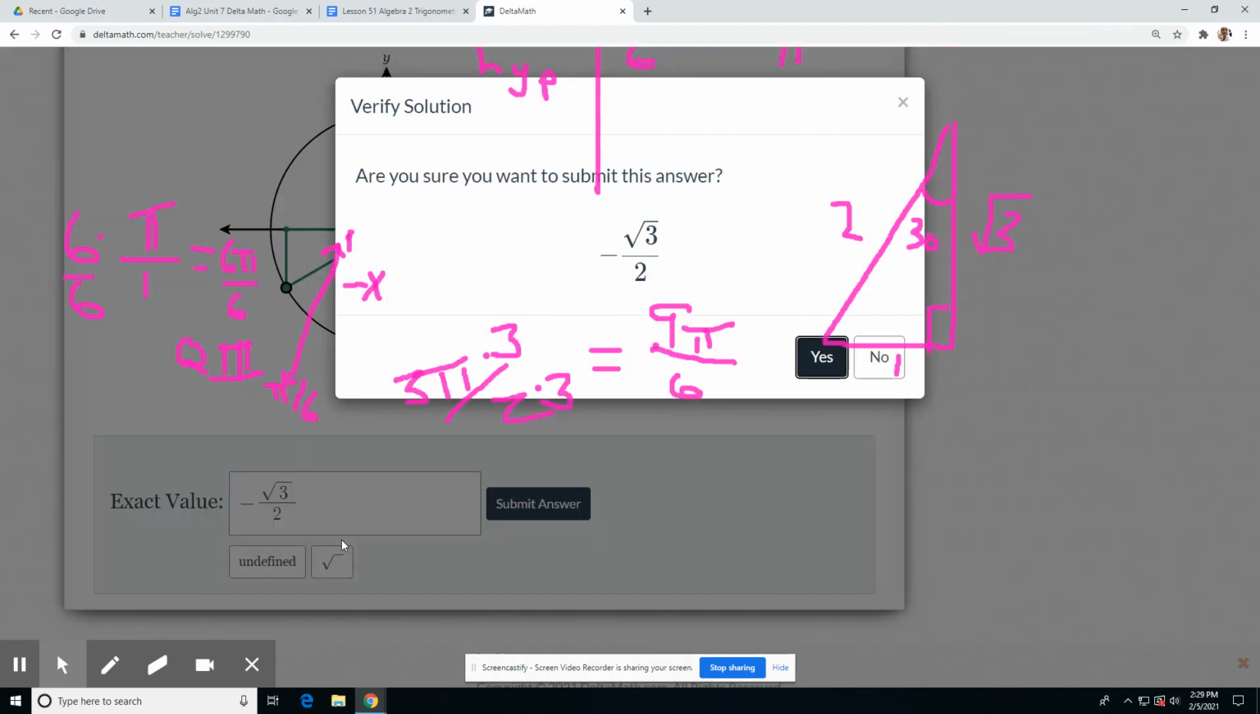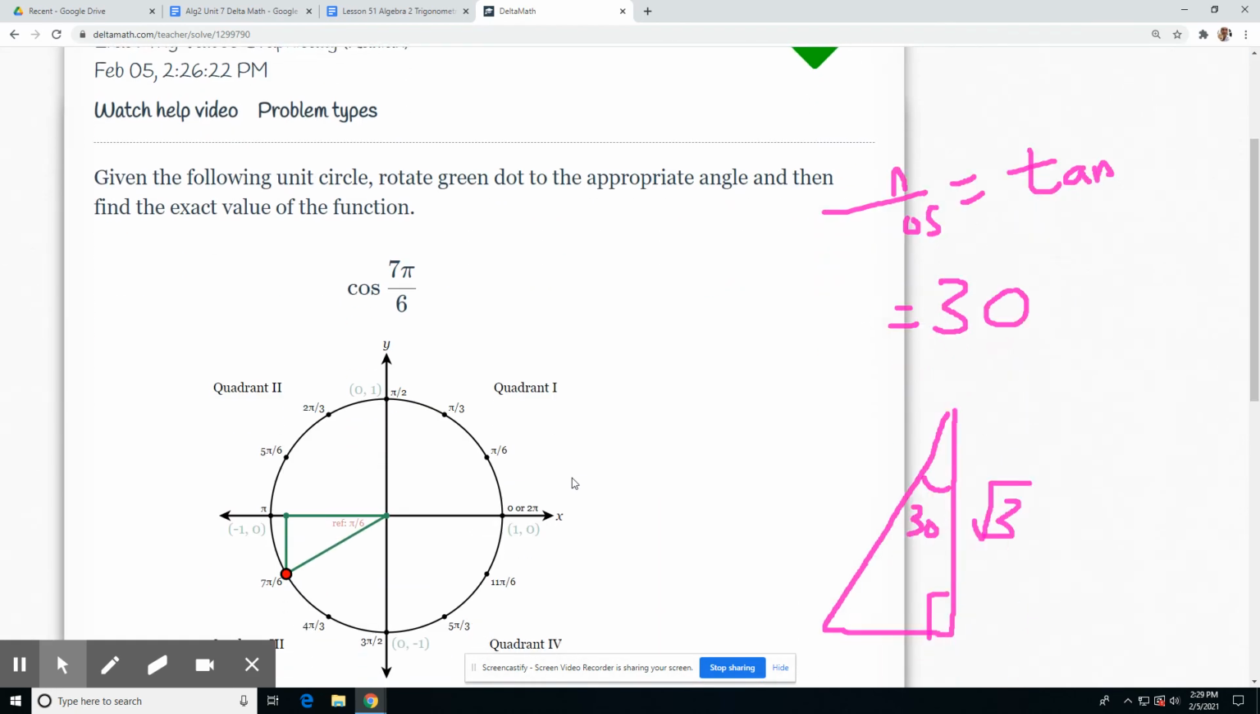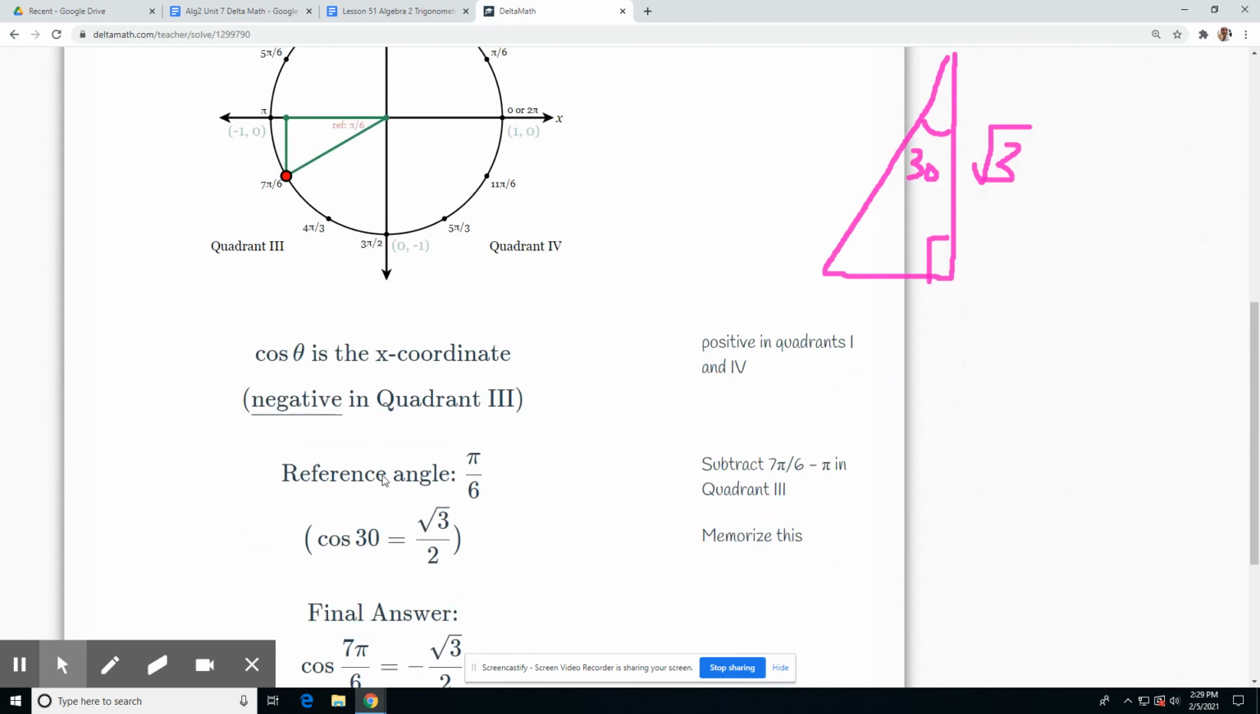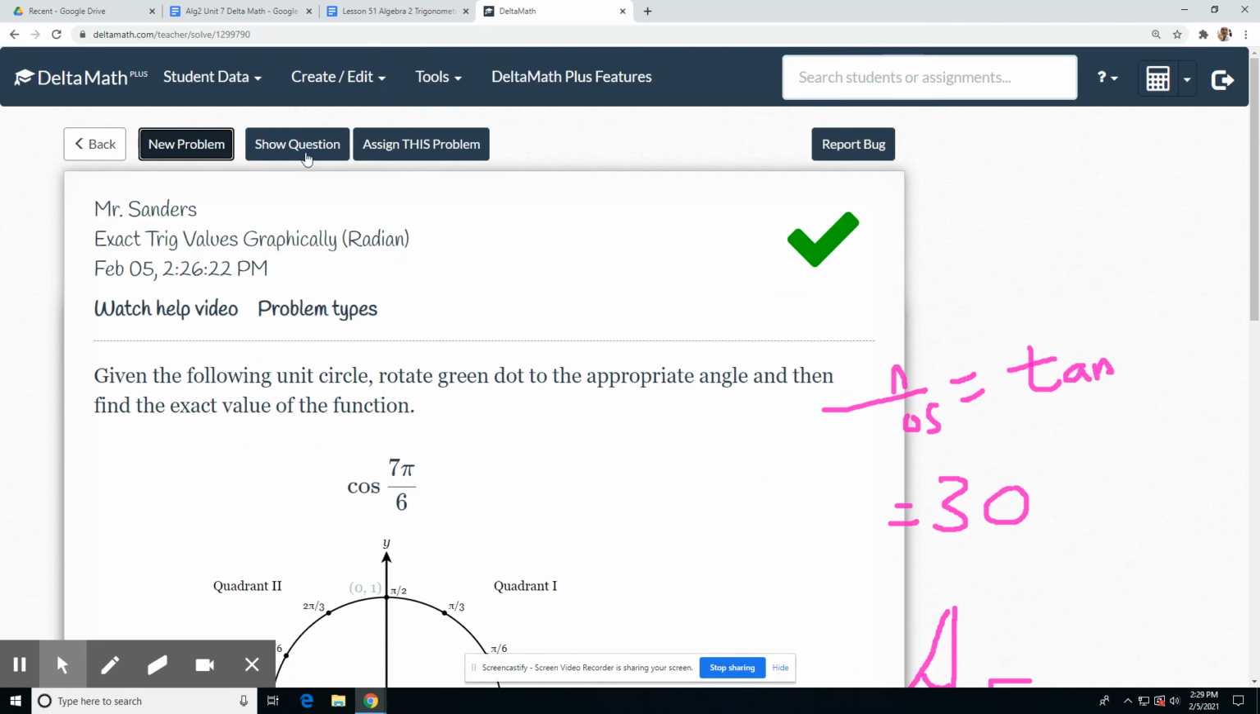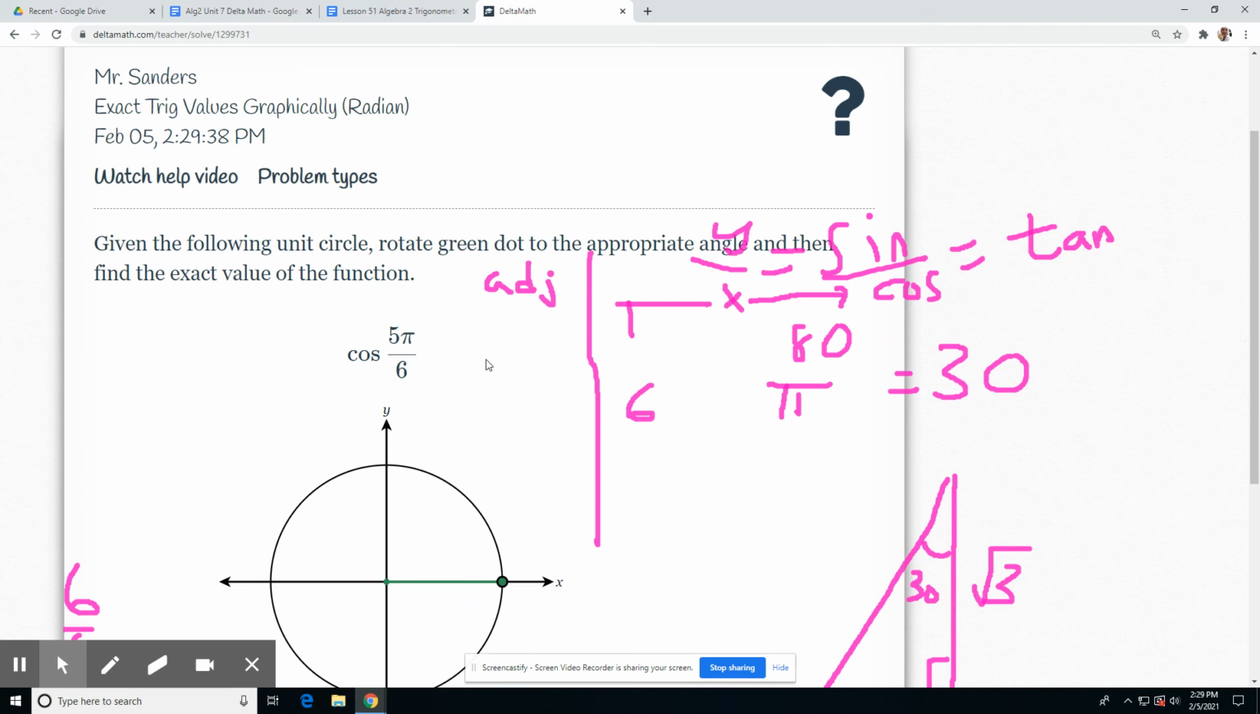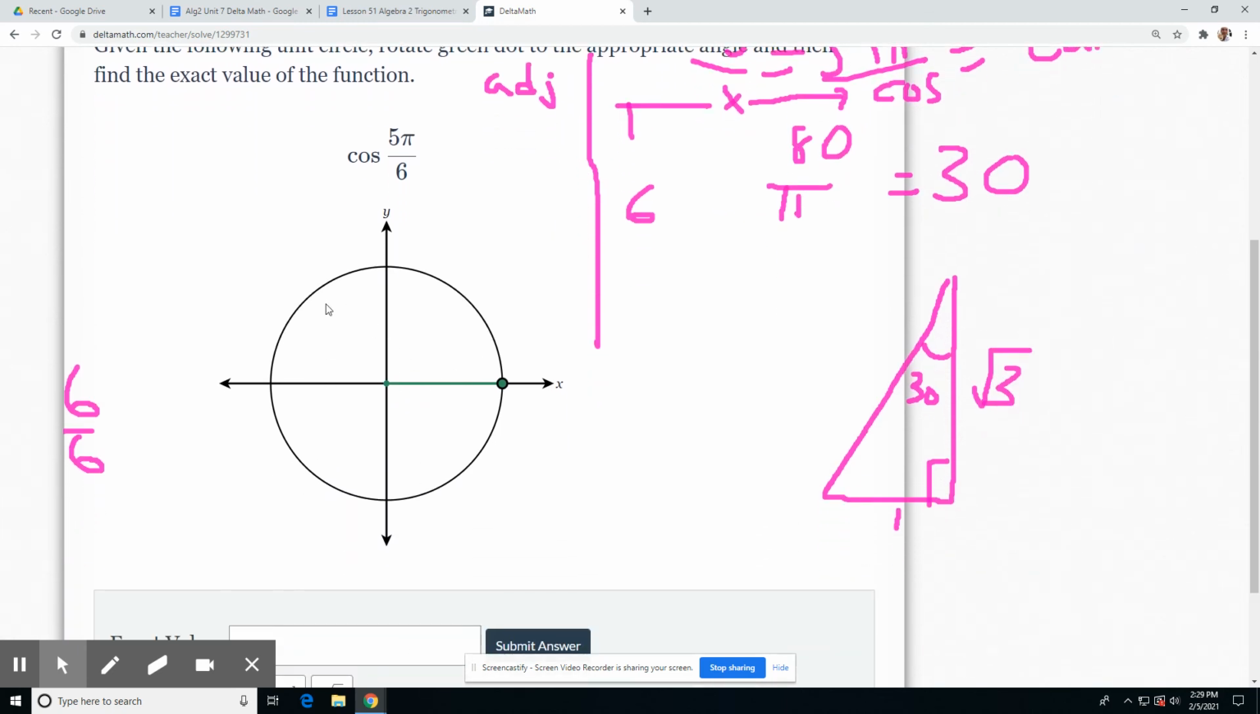All right, so you have to be very careful about these and structuring them. Do your reference angle and consider your quadrants. Okay. Cosine 5 pi over 6, that's going to be the same. We use our reference angle. It's going to be around here in quadrant 2 somewhere.